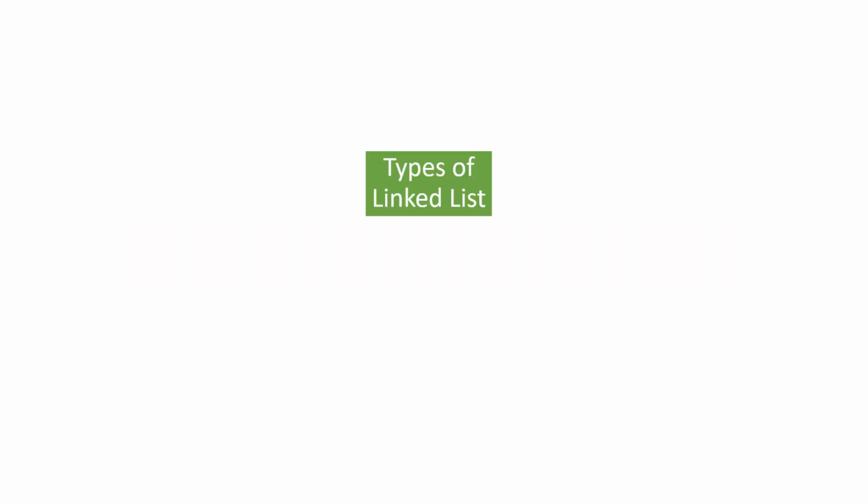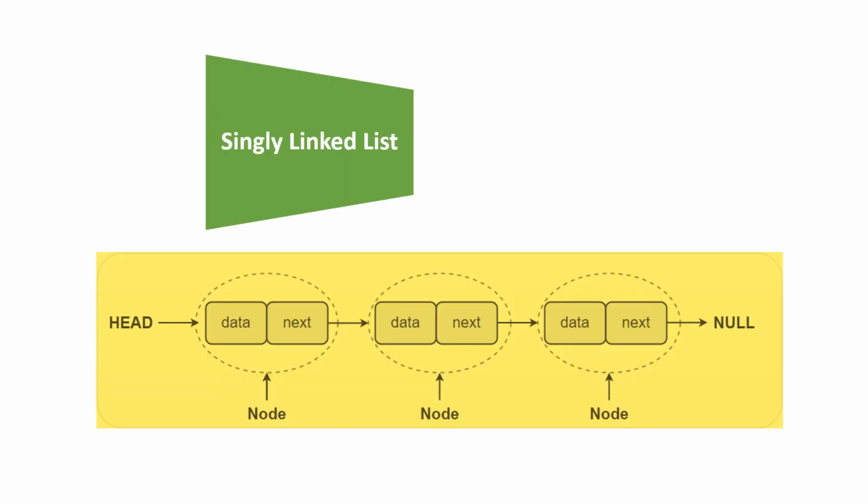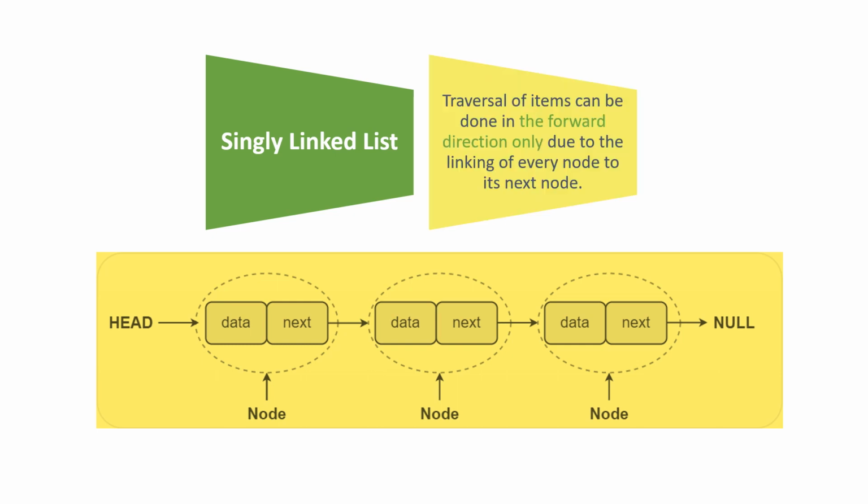And now we can see the types of linked list: a singly linked list, doubly linked list, and circular linked list. So these are the types. You can see them one by one. First we are going to see the singly linked list. The traversal of items can be done in the forward direction only due to the linking of every node to its next node. So this is called the singly linked list.